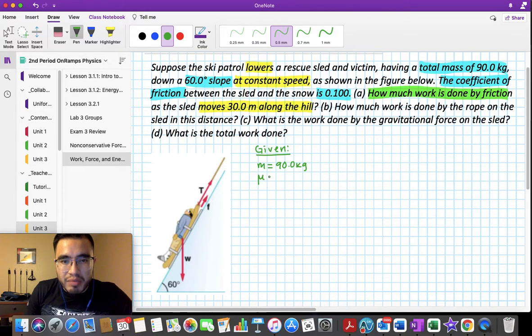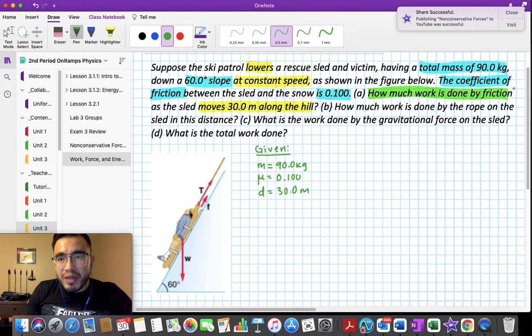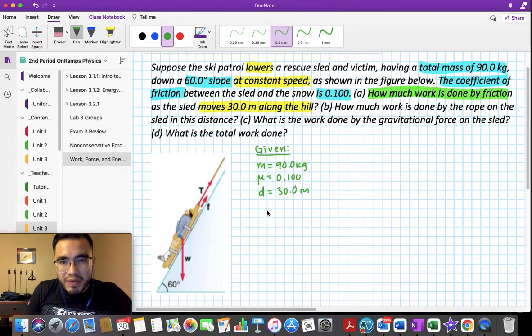Then we have a coefficient of friction. That is the Greek letter mu, 0.1. This is a coefficient. It has no units, okay? And then we have to find the work done along 30 meters. So that would be a distance of 30 meters. And we have to find the work done by friction, okay?